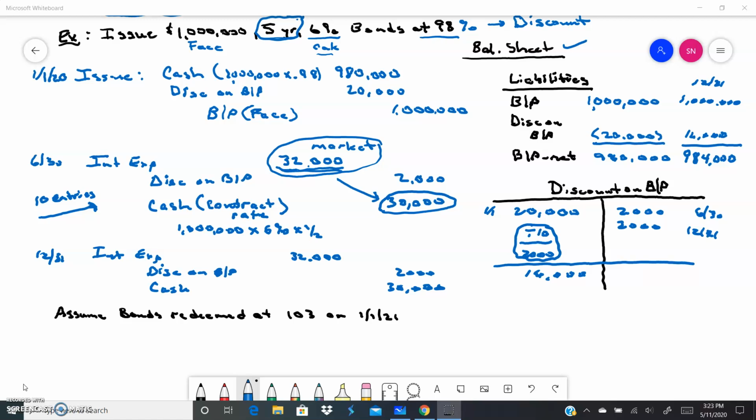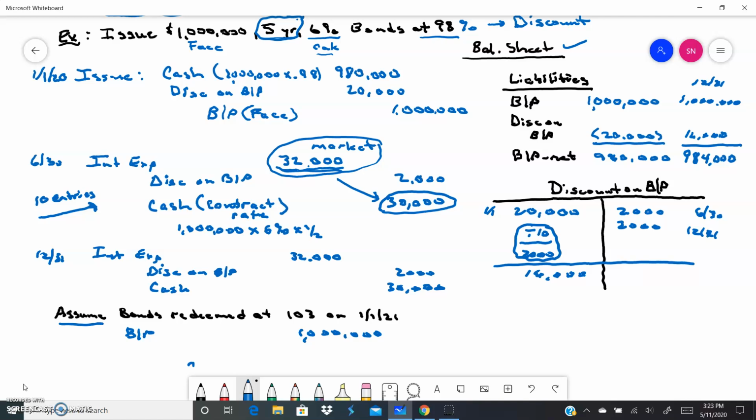So one more entry. Of course, we could make the 10 interest entries, and then at the maturity date in 5 years, we would simply debit bonds payable for $1 million and credit cash for $1 million to pay them off. But let's assume in this case that the very next day, after these first 2 entries for interest, on 1/1 of the next year, the company could redeem these bonds at 103. Okay, so let's just make that entry. So we debit bonds payable for $1 million. Again, that's the maturity or face amount.